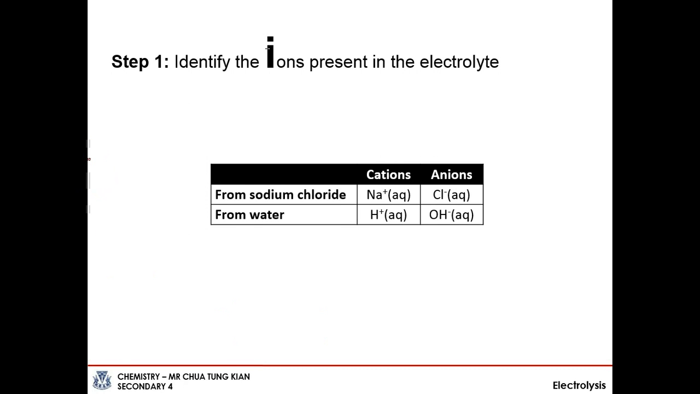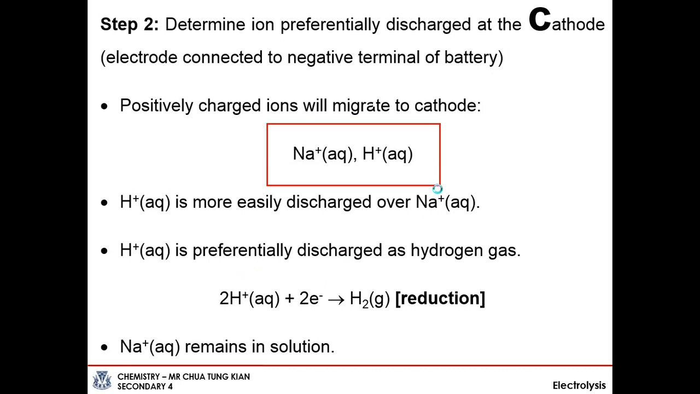So what are the ions present in the electrolyte? We know that NaCl(aq) means that there will be Na+ and Cl- from NaCl, H+ from water, and OH- from water. So now we move on to the next step, which is the cathode. We determine what ion is discharged at the cathode. The positively charged ions will migrate to the cathode because they are positively charged. Right? So Na+ and H+ ions will move to the cathode.